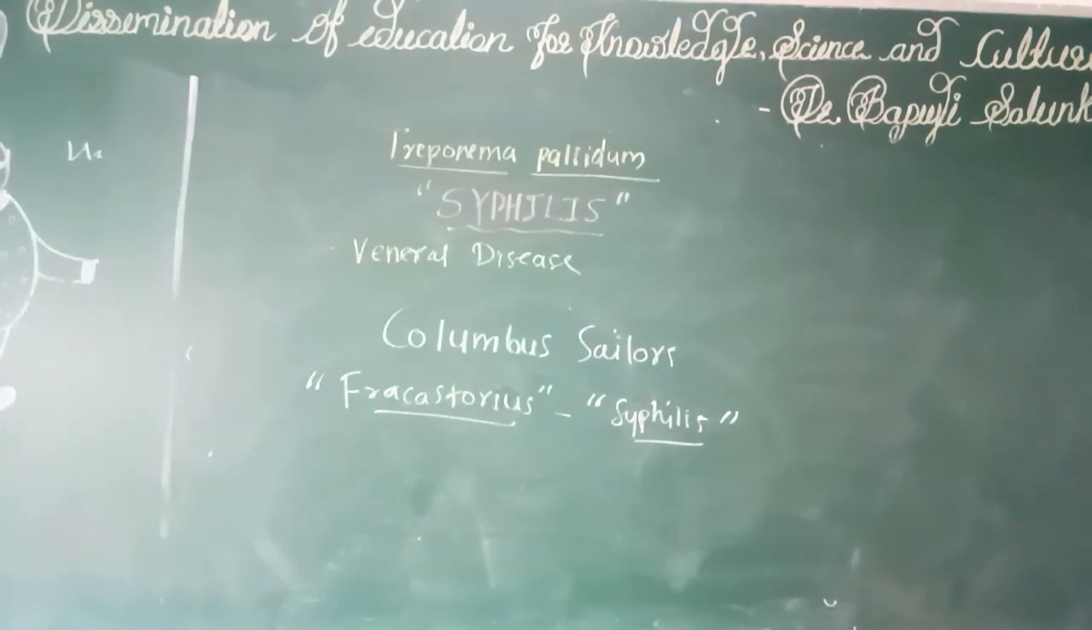Why common? Because it is found not only in Treponema pallidum, but in all species of Treponema. That's why it is called a group specific antigen. Most commonly it is found in the Reiter strain.